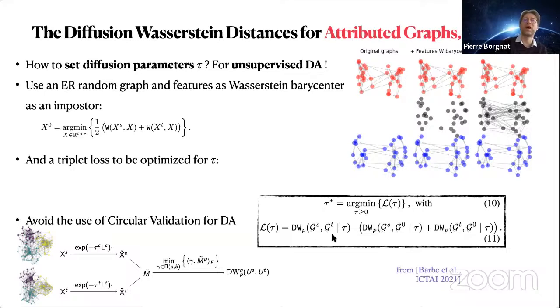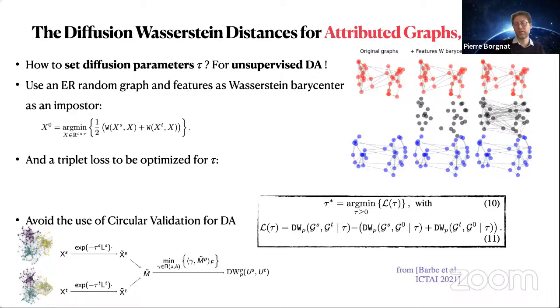We are imposing that we diffuse the same time on the original graph, the source graph and the target graph. And you want to maximize the contrast between the source graph and the target graph, but now comparing to some null measurement, that is the distance between the source graph and the imposter, the distance of the target graph and the imposter. And now you have a new loss function that you can try to minimize, and it gives you the optimal diffusion time of your data.